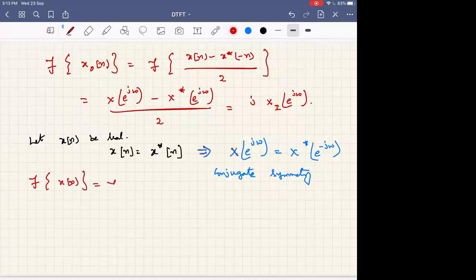This is as if finding the Fourier transform of the real part of x of n, because x of n is anyway real. So how do I find this? How do I get the Fourier transform of the real part?